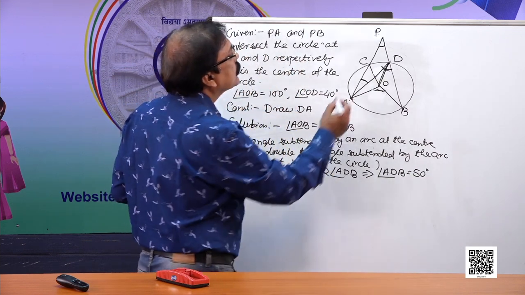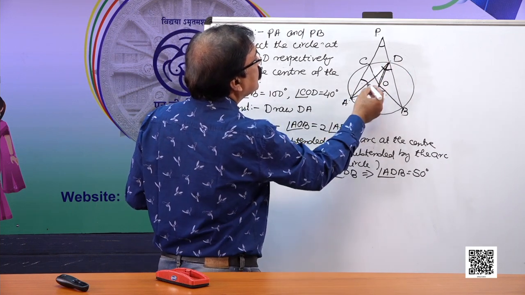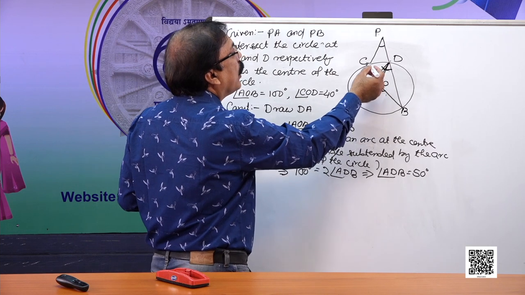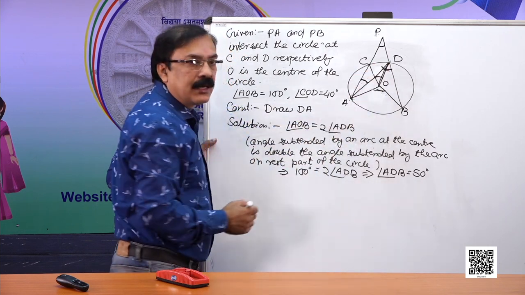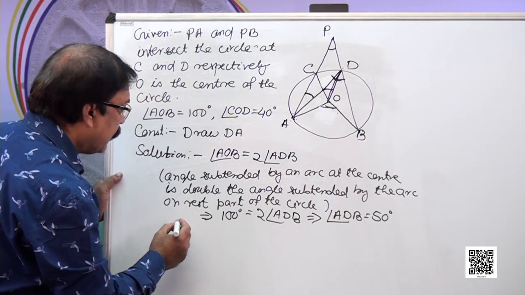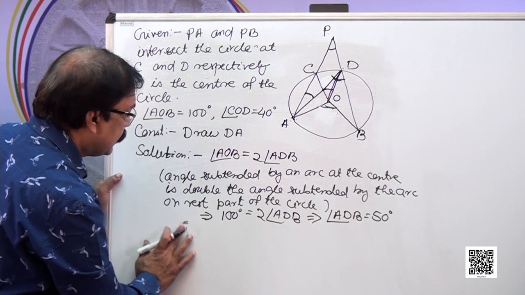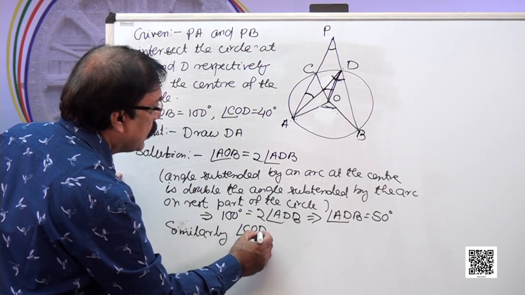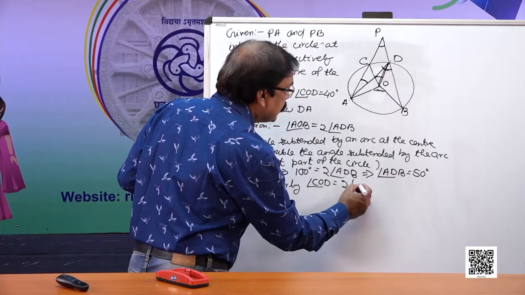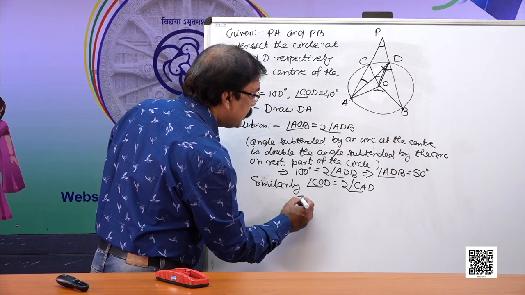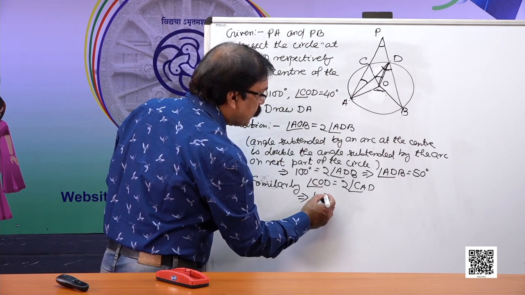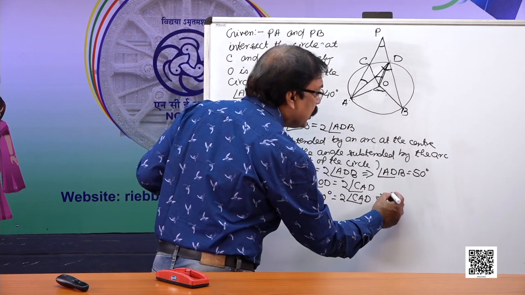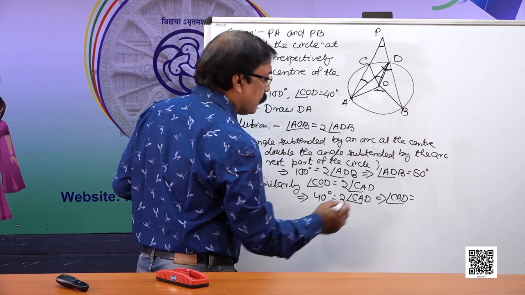Similarly, we can say this angle CAD is the angle subtended by arc CD in the rest part of the circle, where COD is the angle subtended at the center by arc CD. So, similarly, angle COD is equal to twice angle CAD. This implies COD is 40 degree. So, we can say 40 degree is equal to 2 CAD. That gives CAD is equal to 20 degree.